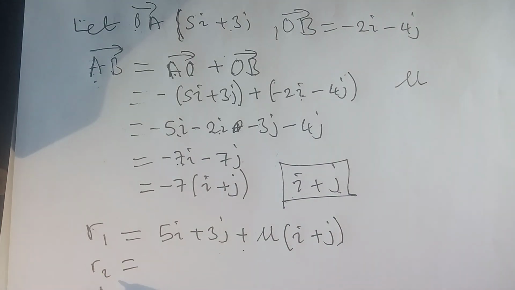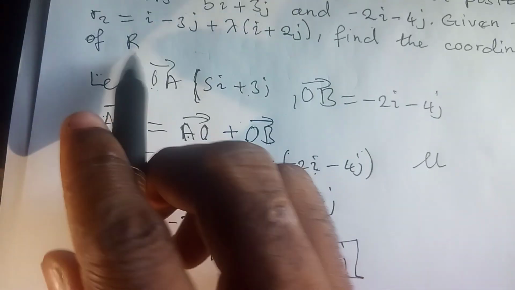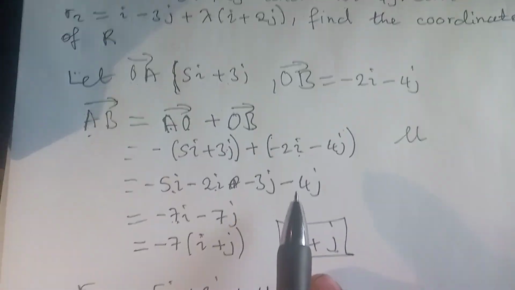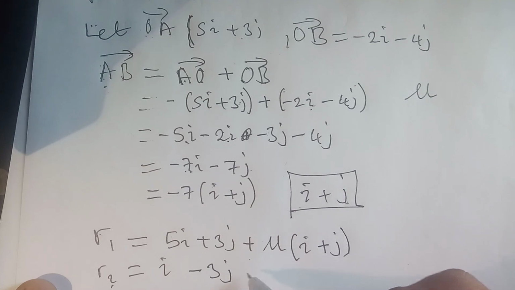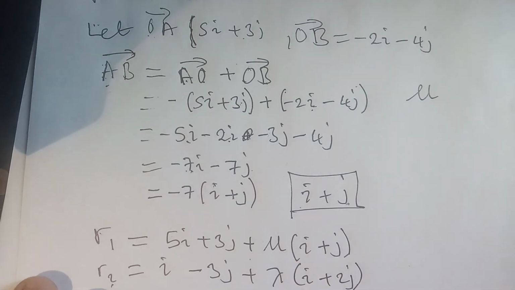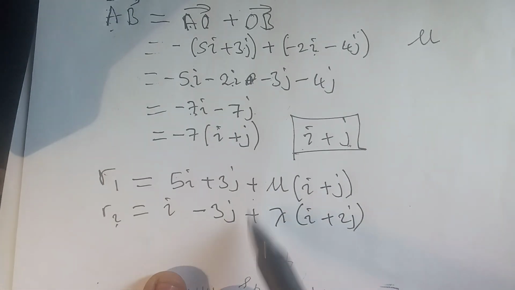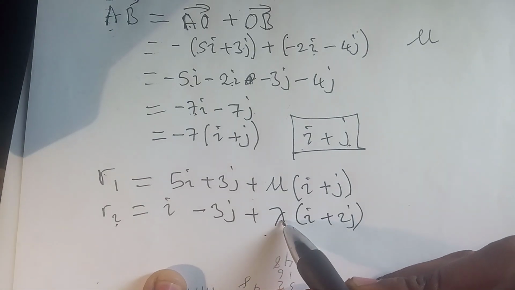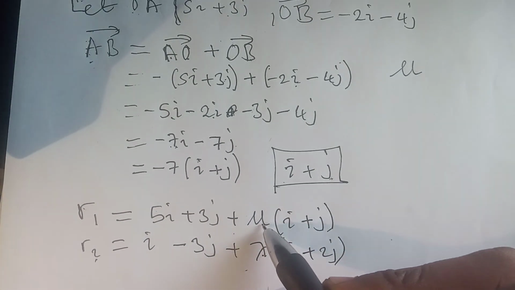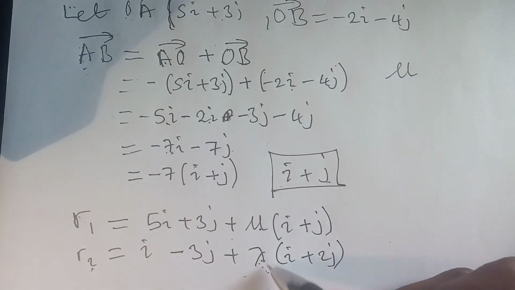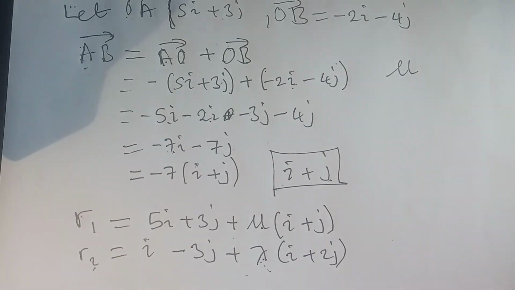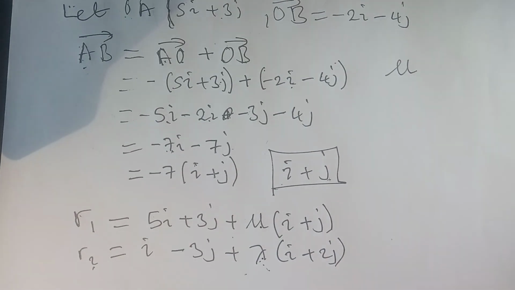So our R1, our R2 is this one here. We've been given I minus 3j plus lambda I plus 2j. And then we have to solve these 2 equations simultaneously and find the value of lambda and the value of mu. So once you find the value of either of these two, then you would have found the meeting point of the two equations.